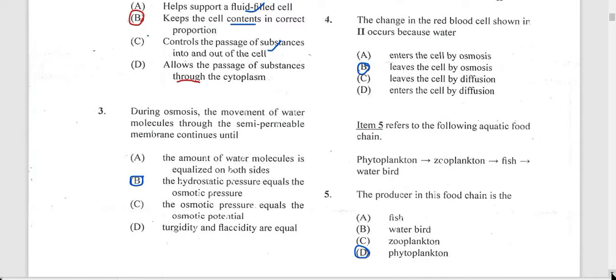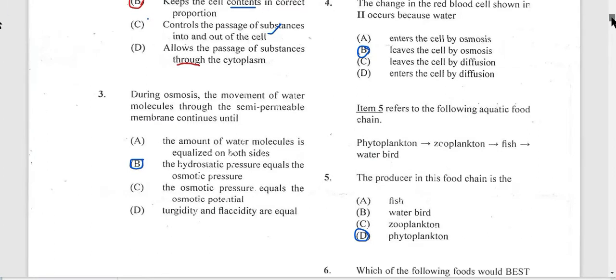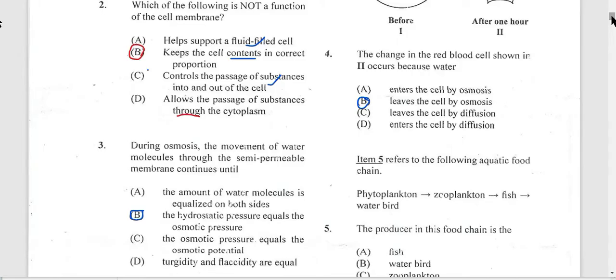3. During osmosis, the movement of water molecules through the semi-permeable membrane continues until, this is of course a repeat question, and we chose B, not A, though A is the easy choice for most persons. If we were supposed to choose A, then it would mean that a lot of cells would rupture as they would try to satisfy the amount of water on the outside to ensure that it equals the amount of water on the inside. So for that reason, we chose B and not A.